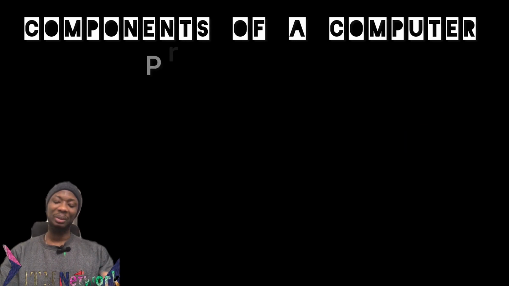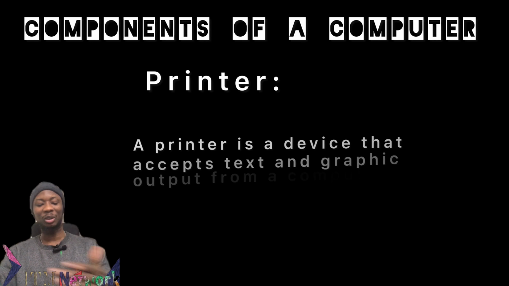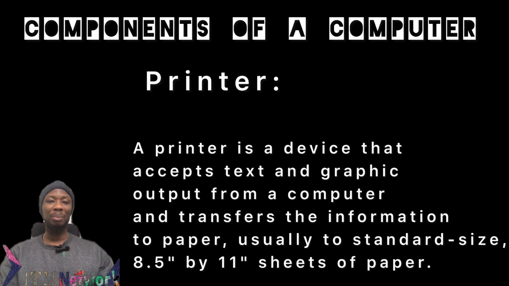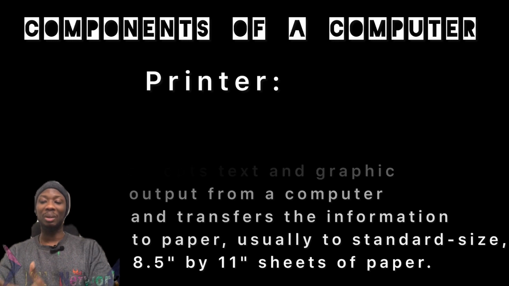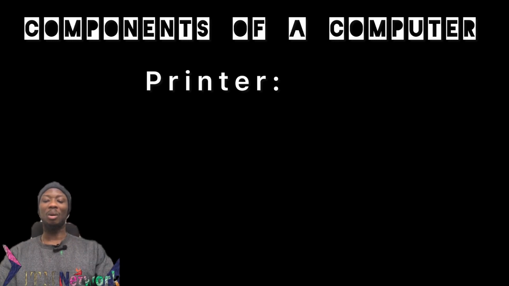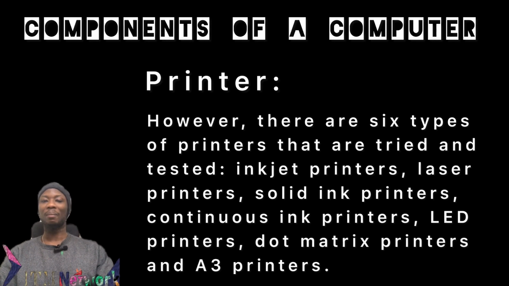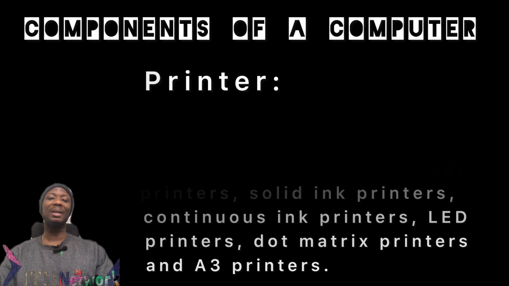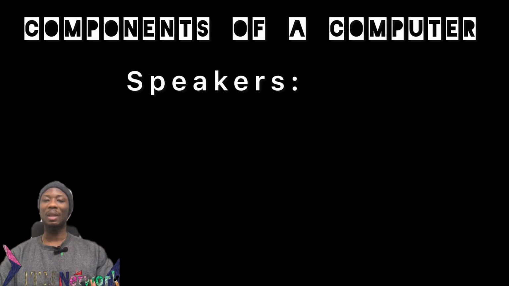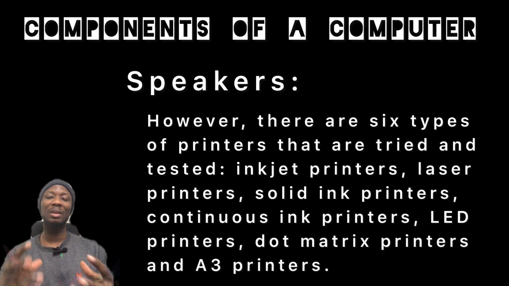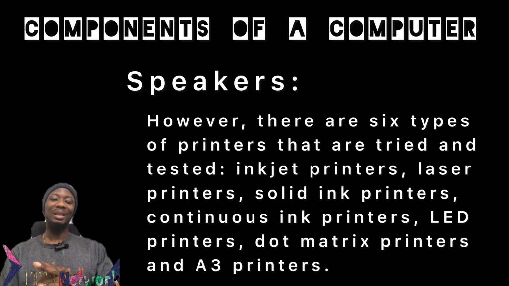Now let's talk about the printer. The printer transfers data from a computer onto paper. If you want to print invitation cards, announcements, or exercises for kids or for your loved ones, you will definitely need a printer for this. Another output device is the speaker. The speaker talks out, it gives you sound, it gives you audio. So it is also an output device.